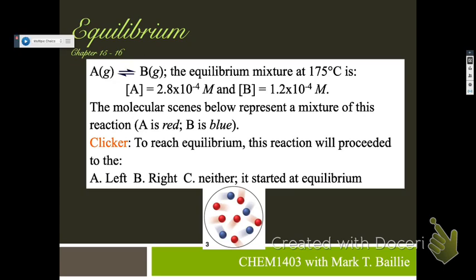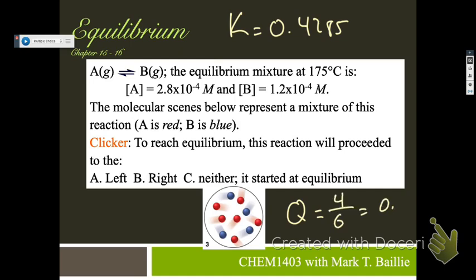All right, what do we do here? Shanaja, what did you do? What did you do to start setting it up? Okay, so is our K different? What was it, 0.4285? Okay, and then what did you need to compare in order to determine if this is at equilibrium or not? So what is Q for this one? 4 over 6? Which is 0.6 repeating.